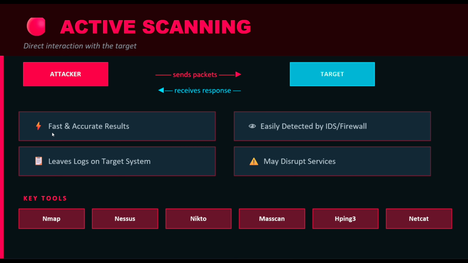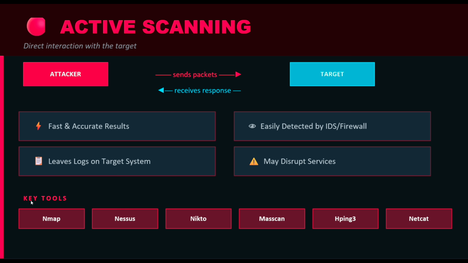It is very fast and gives accurate results. But it is easily detected by IDS, firewalls, and IPS. This may disrupt the services which are running on the system, and it leaves logs on the targeted system.